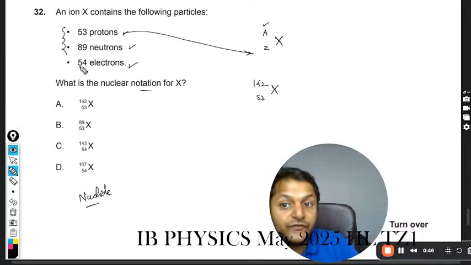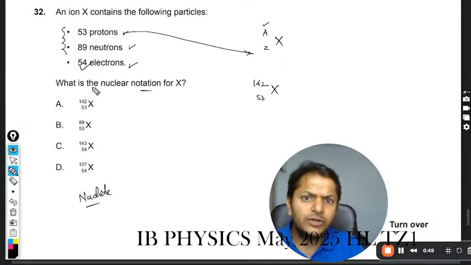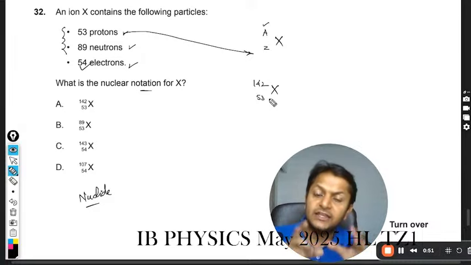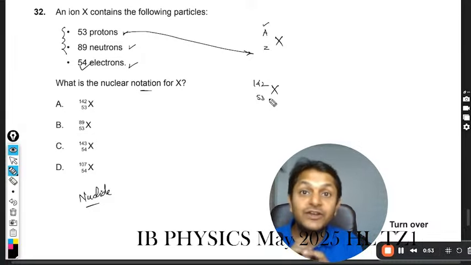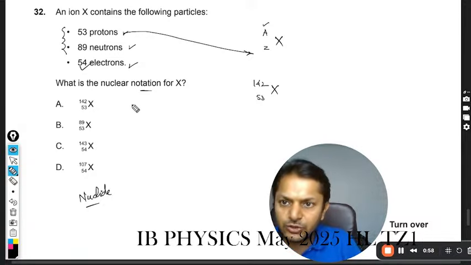And the electrons are 54, so that doesn't matter because we do not include electrons in the nuclide. By the way, we can even include that also. I will show you, because that will be an ion. But let me show you what is happening here. First of all, let us find the answer.